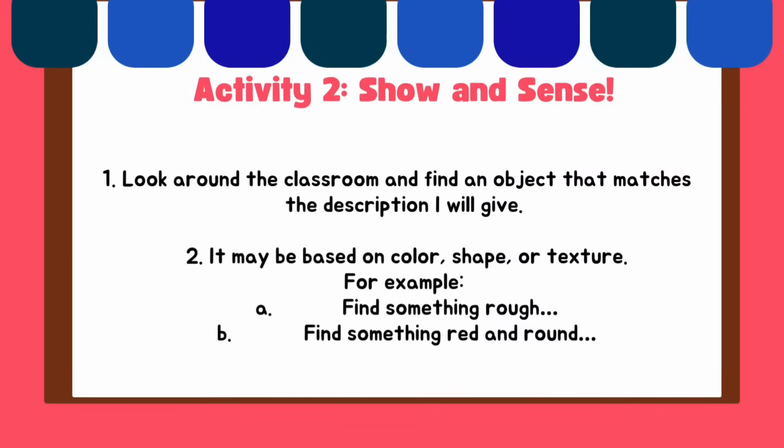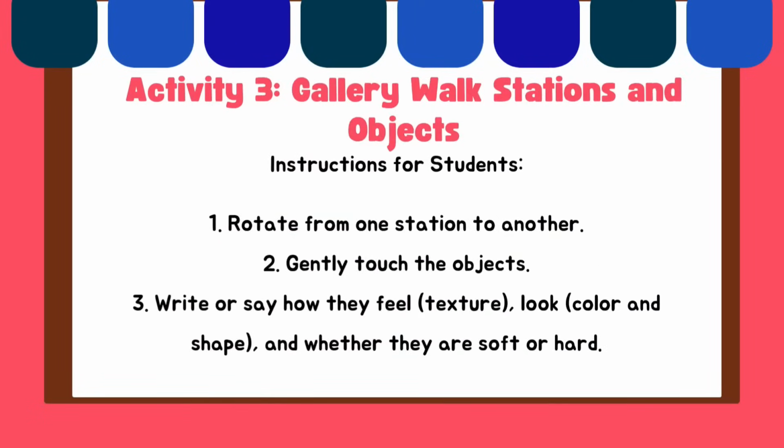Now let's do our activity number 2. Look around the classroom and find an object that matches the description I will give. It may be based on color, shape, or texture. For example, find something rough. Find something red and round. Good job, everyone!